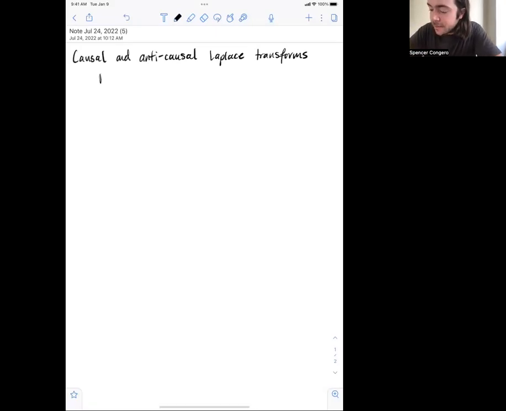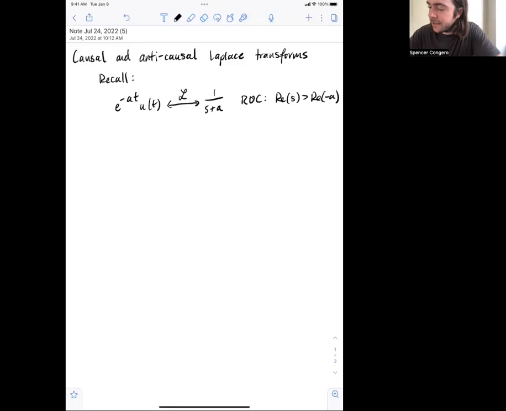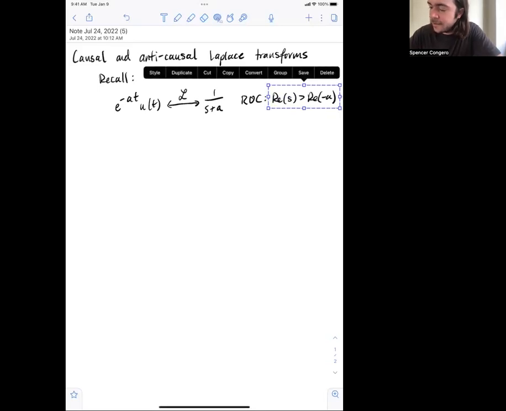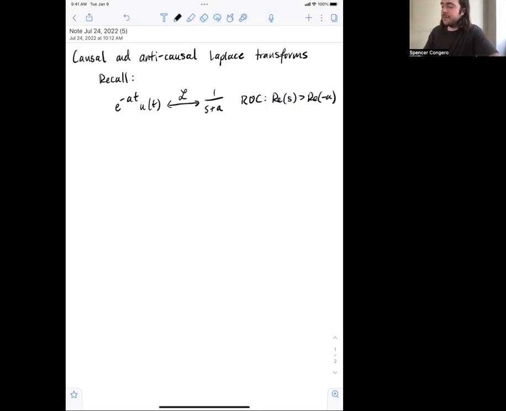Okay, so let's just recall what we saw before. We saw the Laplace transform of this function, e to the negative at u of t. I'll put a little L here, but in the future, when it's obvious we're talking about Laplace transforms, I'm just going to use the double arrow. Okay, so we saw that this was the Laplace transform, and we also saw the region of convergence was when the real part of s is greater than the real part of negative a. Okay, so we derived that in a previous video.